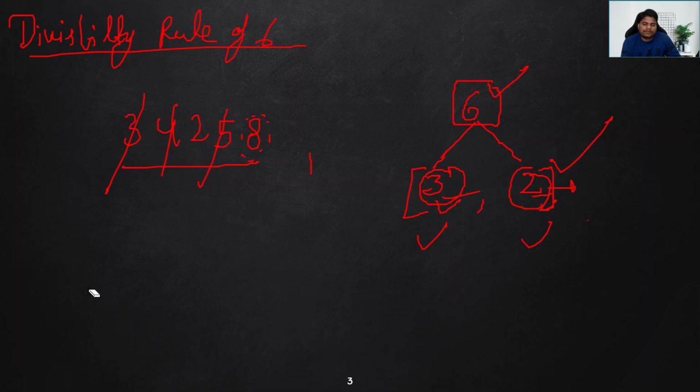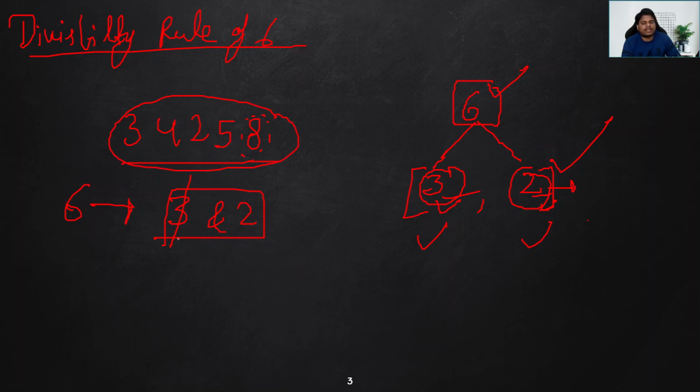So for this number to be divisible by 6, it must be divisible by 3 and 2. If it is not divisible by any of these numbers, as in the example, where this number is not divisible by 3, then this number will not be divisible by 6. If the given number is divisible by both 3 and 2, then the number will be divisible by 6, else it will not. I hope you got this clear.